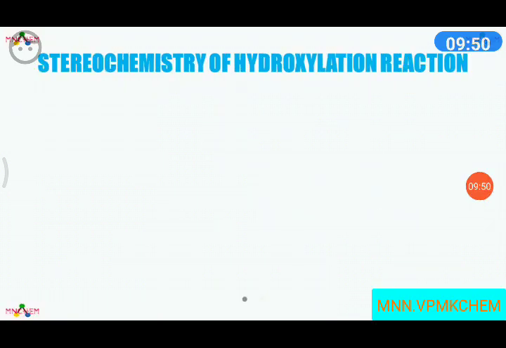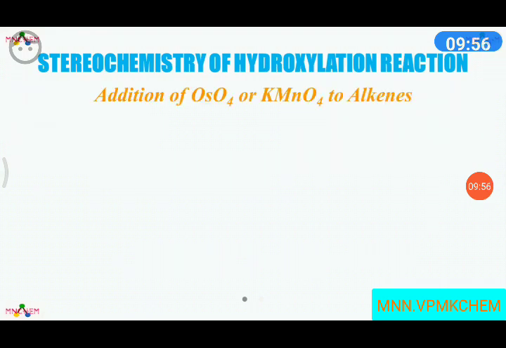Next is stereochemistry of syn hydroxylation reaction. That is addition of osmium tetroxide or potassium permanganate to alkene. For this, we need to understand a few important points. This reaction proceeds in two steps.